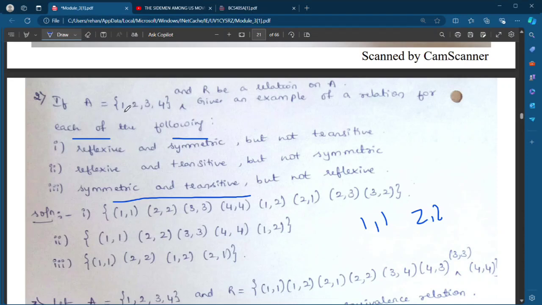If it has to be symmetric, since it is saying symmetric, you don't have to go and write all this: 1 2, 2 1, 1 3, 3 1, 1 4, 4 1. If you do it like that, it will lead to proving this transitive thing. It should not be transitive.